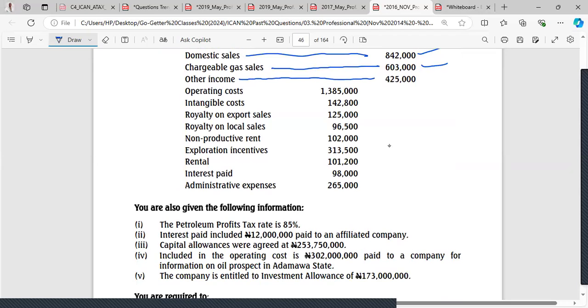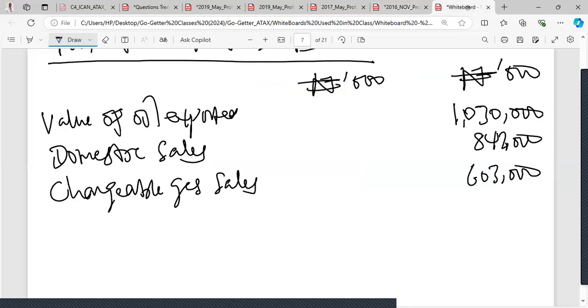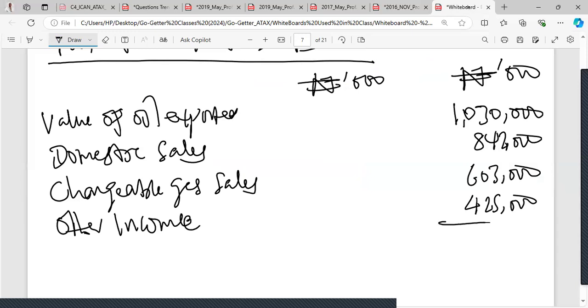Is there anything on other income here? Interest paid, no. Capital allowance, including operating costs. Okay. Company is entitled to investment allowance. Okay, so other income is also allowed, 425,000. Because this was not in question number one, it is as cheap as anything. It didn't make it as tough as question number one.